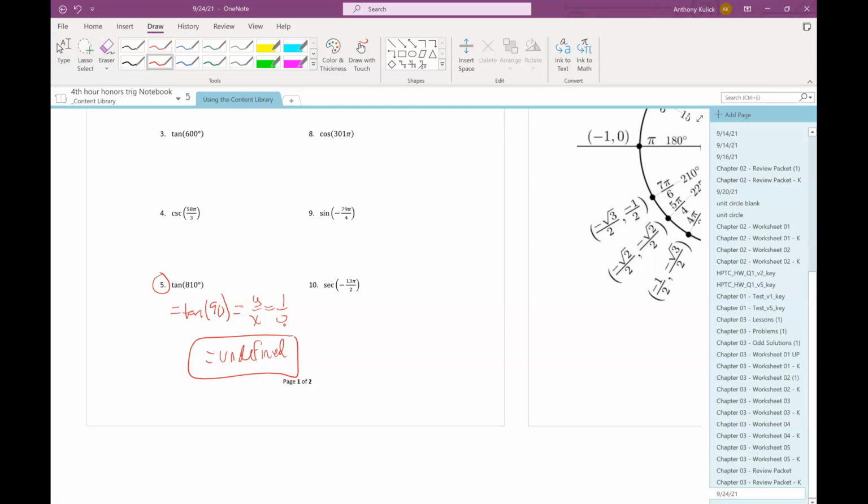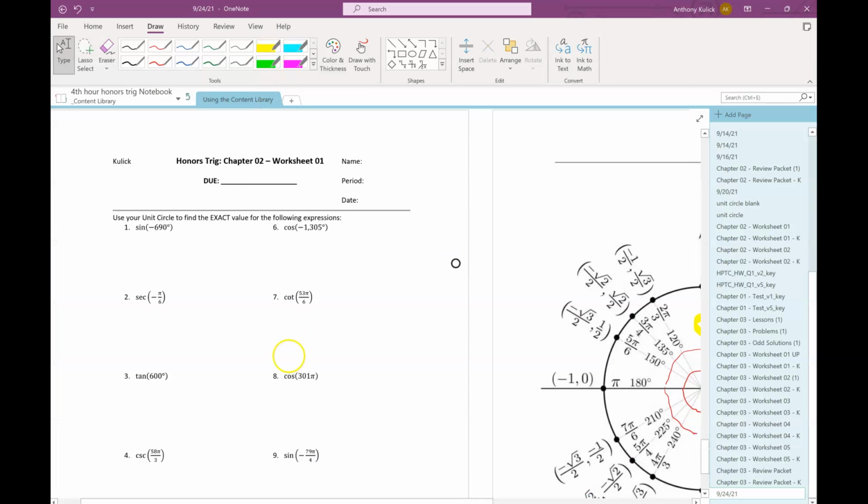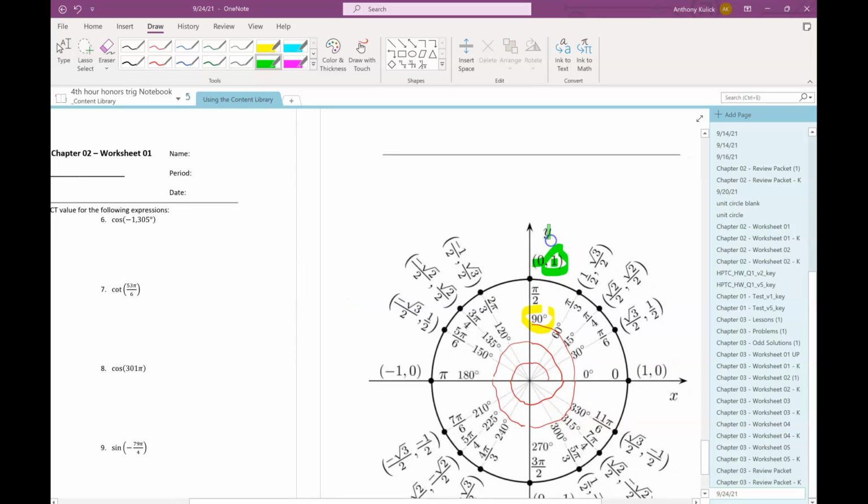Cool? Wait. Did you get when you did the unit circle? Missed that part. So I did tangent is y over x, right? So y coordinate is 1, x coordinate is 0 at 90 degrees. So I just have 1 over 0, or undefined. Is that good, Drake? Yeah. Okay.